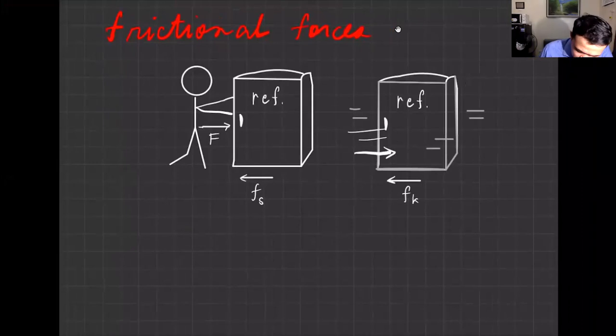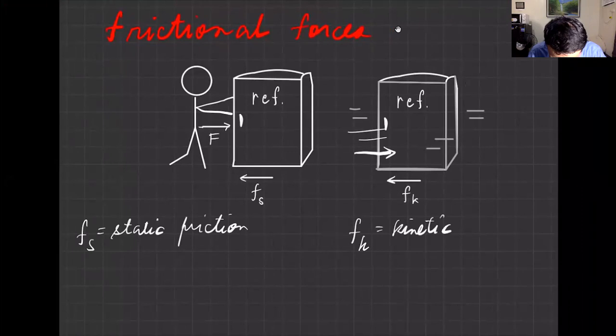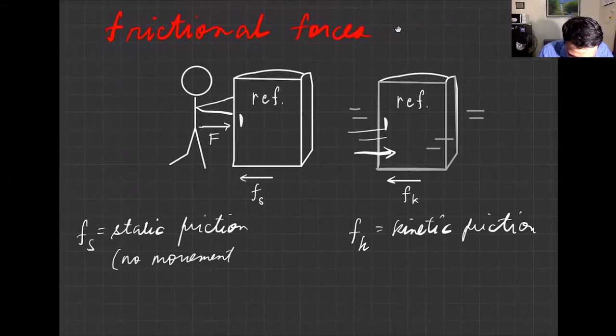Okay? So when the ref or the object is still at rest, we call it Fs, which stands for static friction. Now when the object is moving, we call it kinetic friction. The units of these frictions are the same, Newton. So again, for static, no movement. For kinetic, it is now moving, or there is motion.